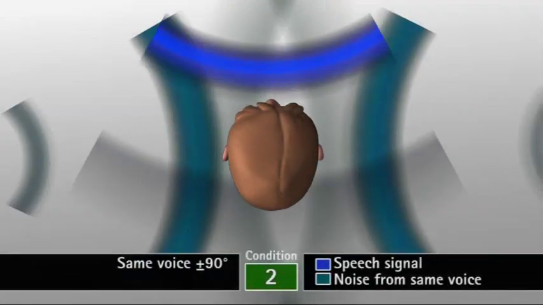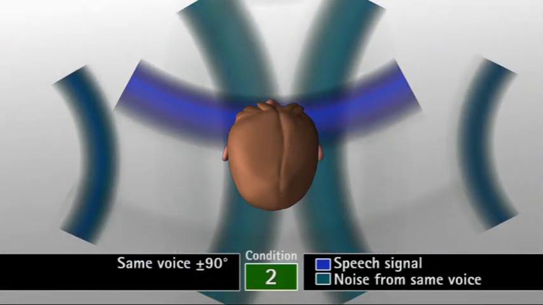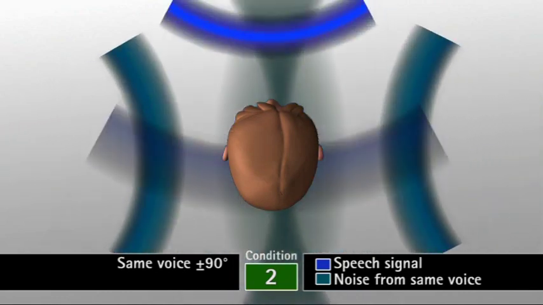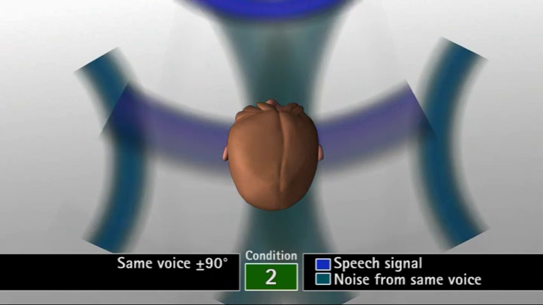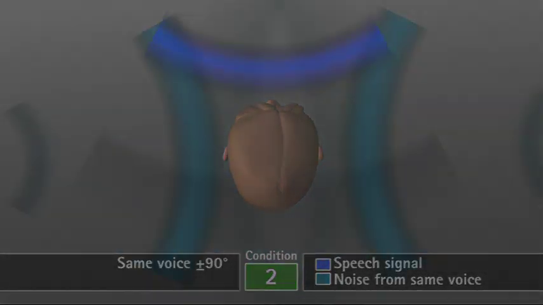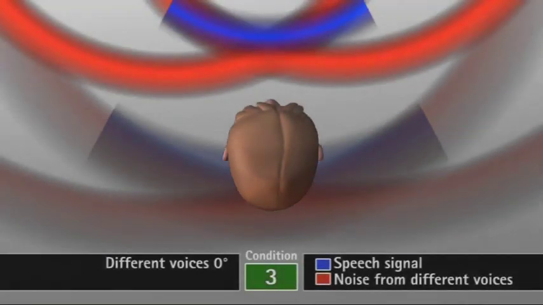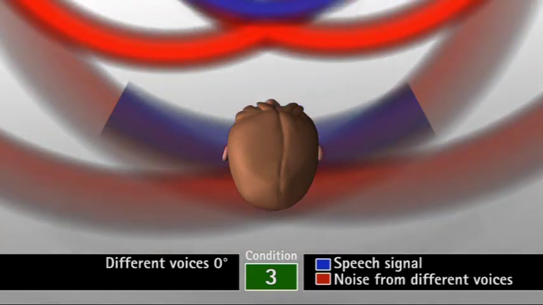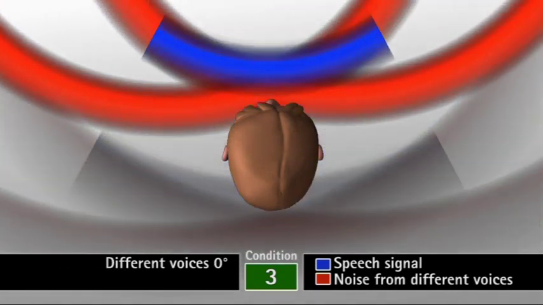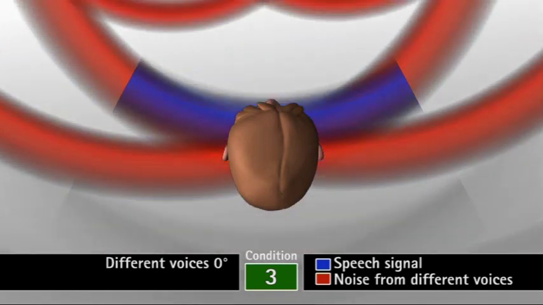In condition 2, the competing noises are composed of the same voice as the target speech, and again come from the left and right. With condition 3, the competing noise is composed of different voices than the target speech and comes from the front, the same direction as the target speech.